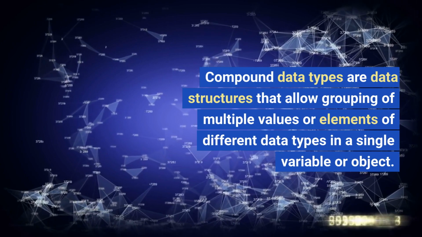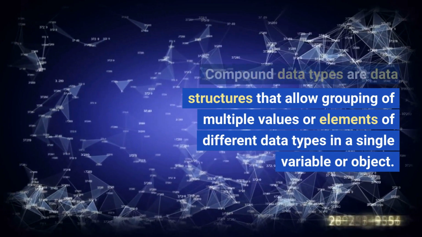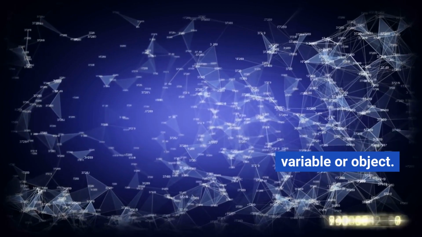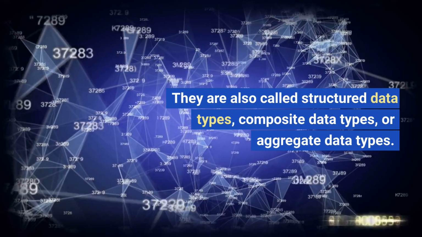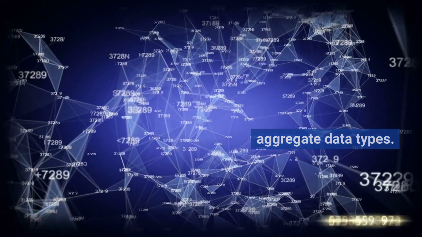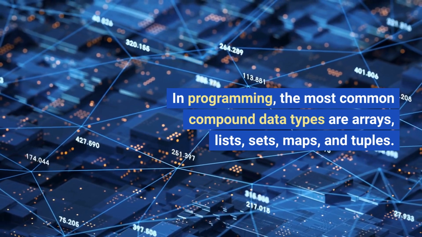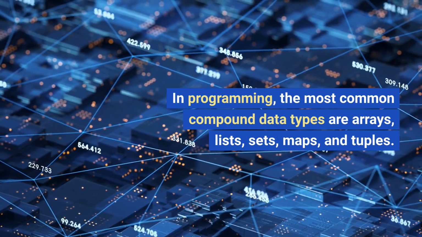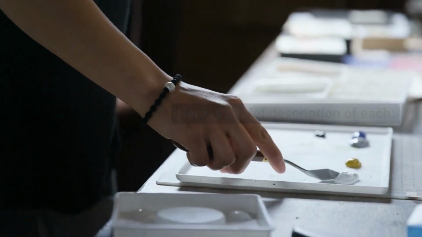Compound data types are data structures that allow grouping of multiple values or elements of different data types in a single variable or object. They are also called structured data types, composite data types, or aggregate data types. In programming, the most common compound data types are arrays, lists, sets, maps, and tuples. Here is a brief description of each.